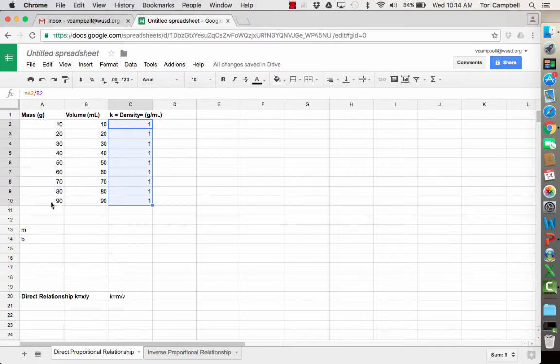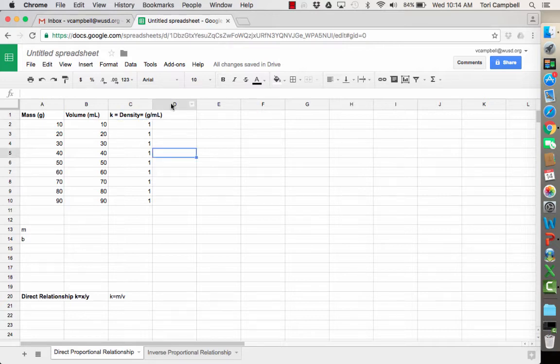So when you have a proportional mass and volume, you're going to end up with the same density. So this column right here, the K column, shows you that no matter what, mass divided by volume will always equal the same density if you're dealing with the same substance.